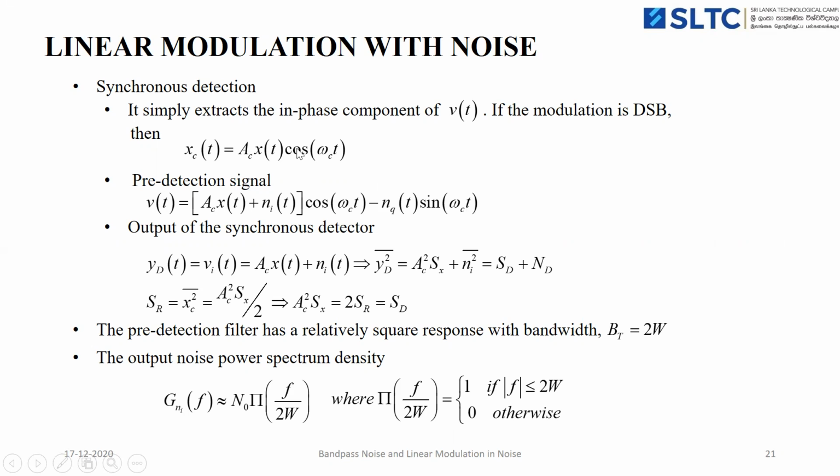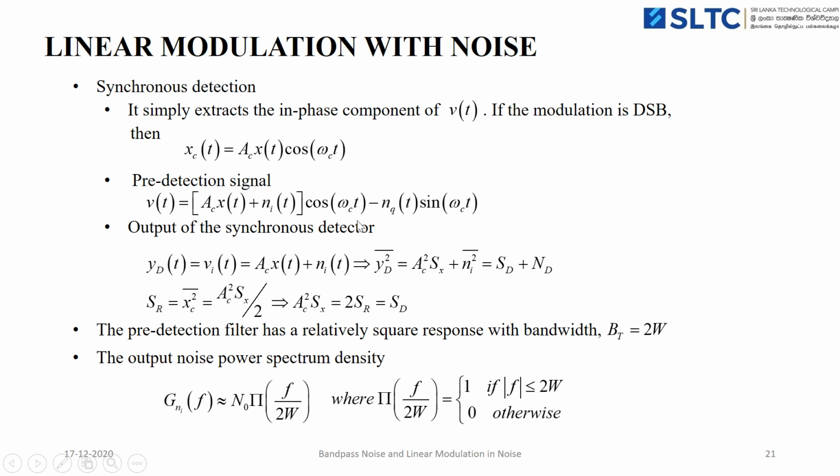Okay, here we can observe that the synchronous detector output will extract only the in-phase component. It extracts only the in-phase component of the transmit signal, so the pre-detection signal consists of the in-phase component of the transmit signal, that is AC X of t, and the in-phase noise component NI of t is added. Because of the noise component, a quadrature part is present.